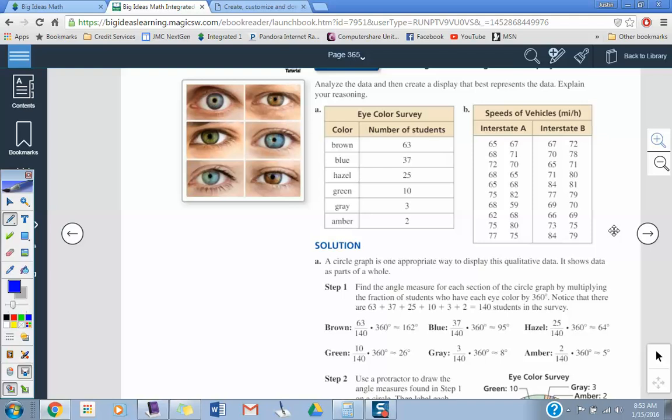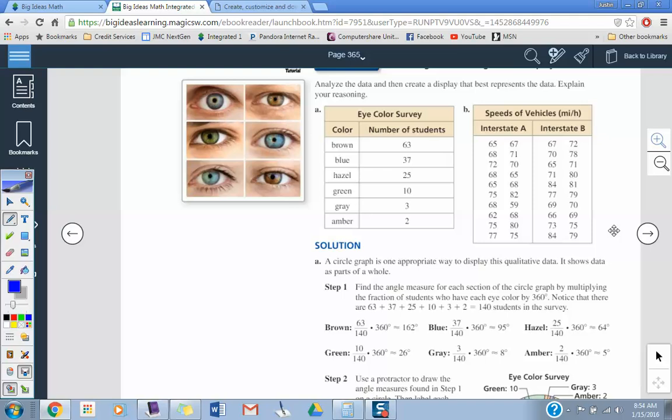Brown, blue, hazel, green, gray, amber. Those would be some kind of a category, wouldn't they? Those would be some kind of a category. Now, in this one here, right here, guys, they suggest a solution. They say, a circle graph is one appropriate way to display the qualitative data. It shows parts of a whole.